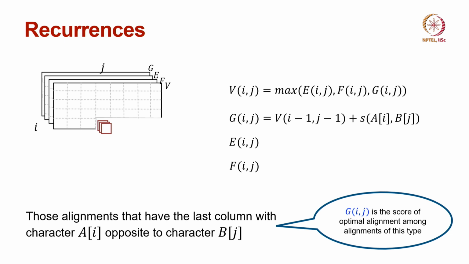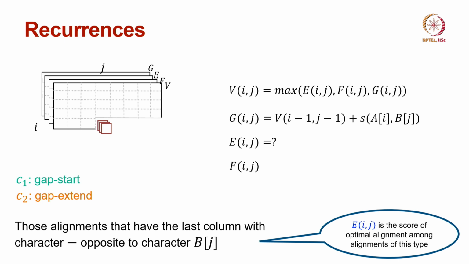Now, what about Eij? Let us recall the definition of Eij. In these Eij alignments, we are looking at those alignments that have the last column with a space character opposite to character Bj. So, the last column involves a space character aligning to Bj, and then we have to give the score of this alignment based on what has happened before. We have to take into account whether we are starting a gap here or whether this is a gap extension, because depending on that we will give the appropriate score to this alignment.